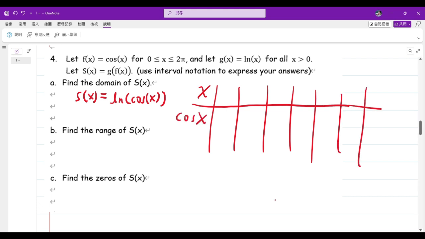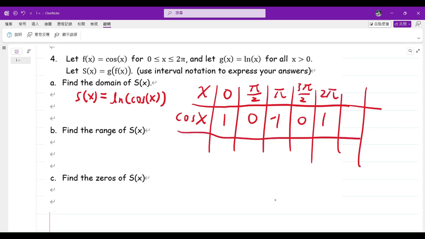When x is 0, cosine x equals 1. When x equals pi over 2, cosine x equals 0. When x equals pi, that would be negative 1. And then when x is 3 pi over 2, it becomes 0 again. And back at 2 pi, it becomes 1. Right? This is the input of f of x, sorry, f of x. And this is the output of f of x.